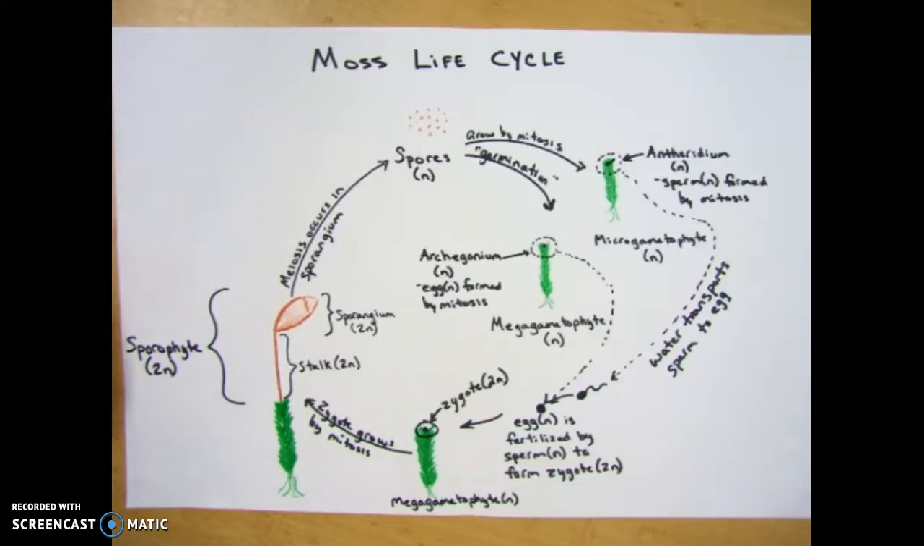All right, today, guys, I'm going to explain the moss life cycle, which is a really good example of how some plants and some other organisms go through what's called alternation of generations. So I have this picture here that kind of goes through the whole cycle, but I want to give you a real life example too.